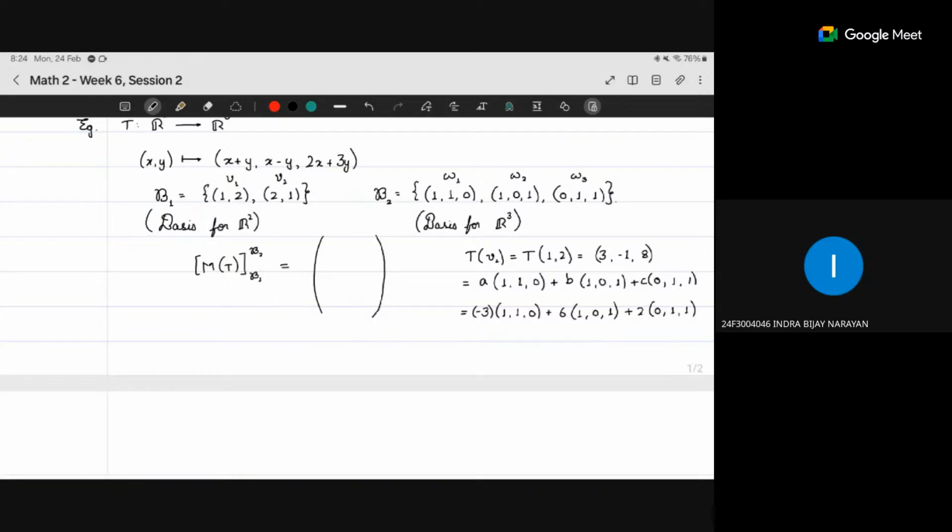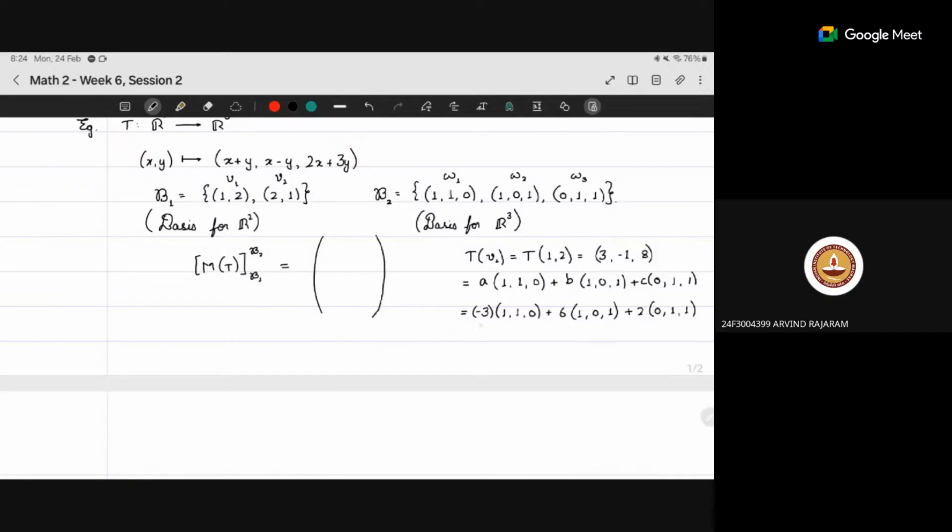The B2, the basis that you have defined for the 3 dimensions, is that already given in the question, or have you derived it? No, it is given in the question. I'm saying, find the matrix of the transformation with respect to these specified bases. So these two bases, B1 and B2, will be given. Yes. If you have to find the matrix of the transformation with respect to some basis, the basis will be given.